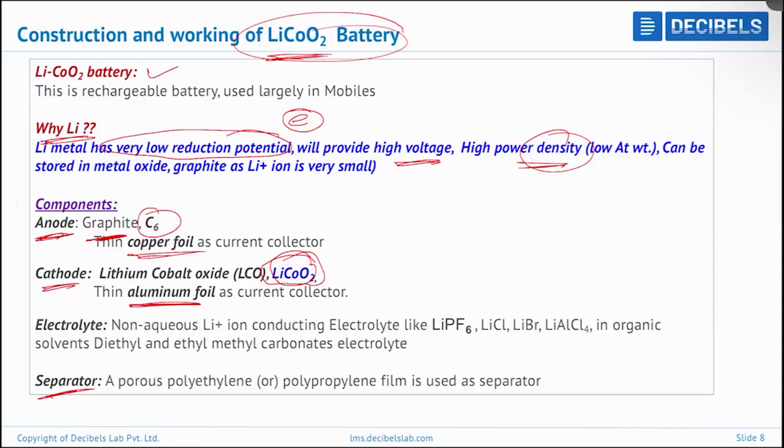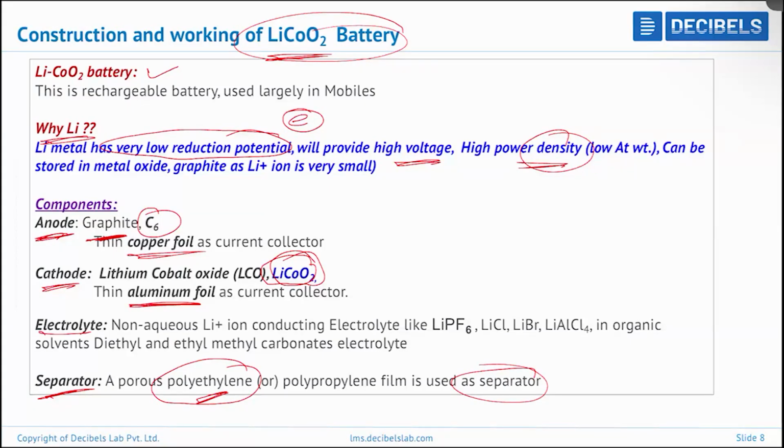This is the third film, which is basically made of polyethylene or polypropylene, the polymer separator. It is porous in nature and electrically insulating. It allows only the ions to move between the anode and cathode. Then we fill in the electrolyte.